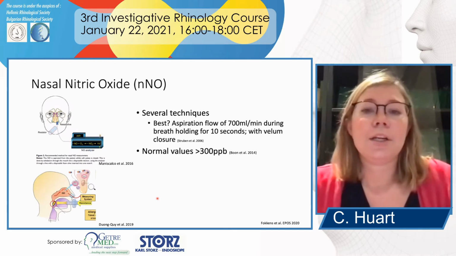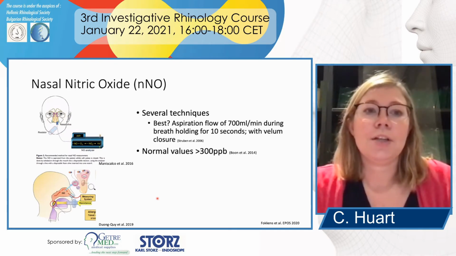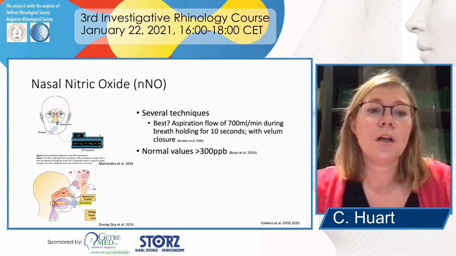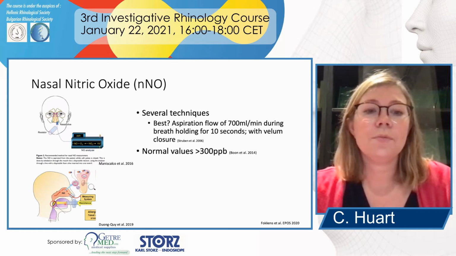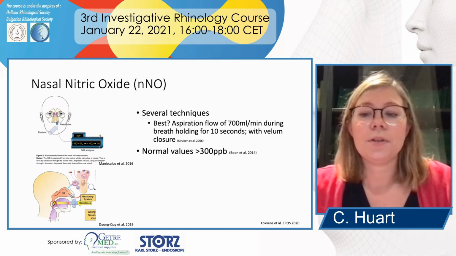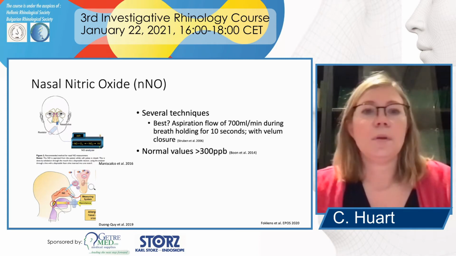What is the best technique to measure the nasal nitric oxide? Actually, there are several techniques, but the best one seems to be aspiration flow of 700 milliliters per minute with breath holding for 10 seconds and with velum closure. It's very important to have the closure of the velum to collect exclusively the NO from the sinus and nasal fossa. To close the velum, the patient has a resistor inside the mouth, and normal values are higher than 300 ppb.